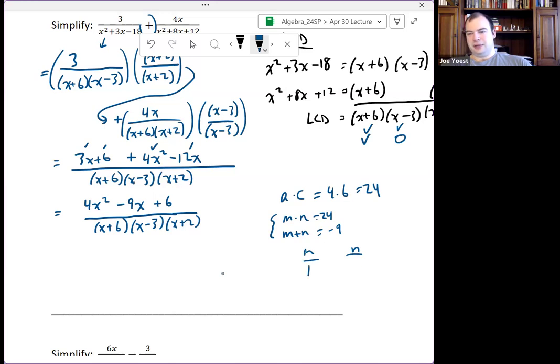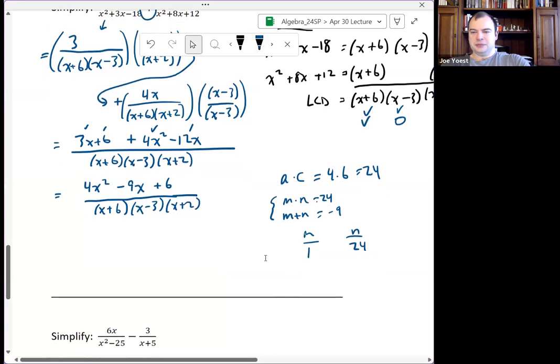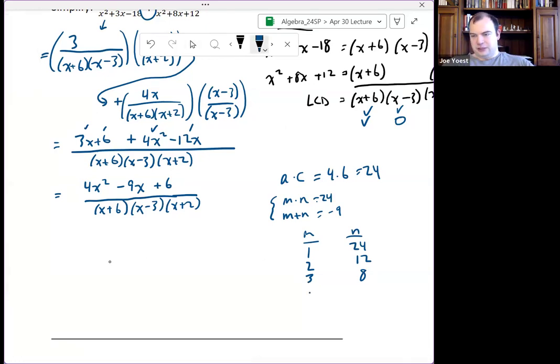So what are my candidates for m and n? 1 and 24. Remember, these should be the same sign, so these should be both negative numbers. I'm looking to add to -9. 1 and 24, they don't add to 9. 2 and 12, nope. 3 and 8 adds to 11 or -11. 4 and 6. That doesn't work either, adds to 10 or negative 10. 5 doesn't go into 24, and if I go to 6, I get 6 times 4.